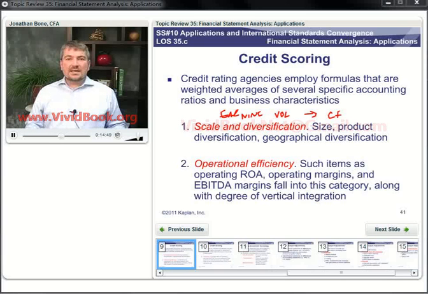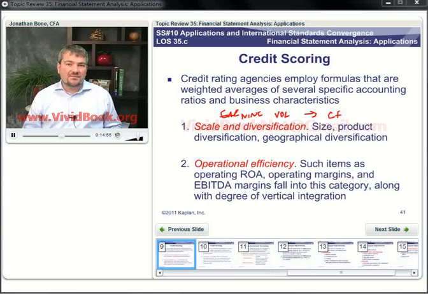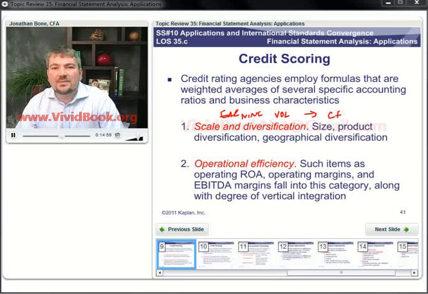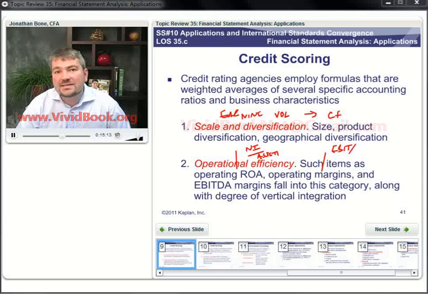Next thing is our operational efficiency. We'll see ratios being used here to establish our operational efficiency, such as return on assets and operating return on assets. We know we look at net income over our assets to get return on assets. Operating margins, things like EBIT over sales, are in there. And EBITDA margins, EBITDA over sales. And remember, EBITDA is just operating profits before depreciation and amortization.